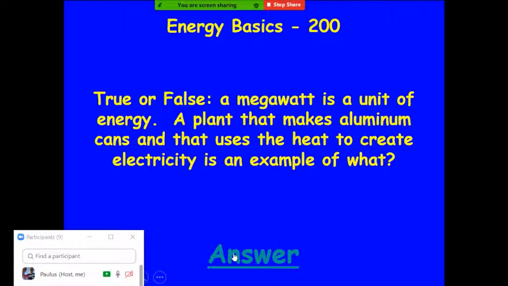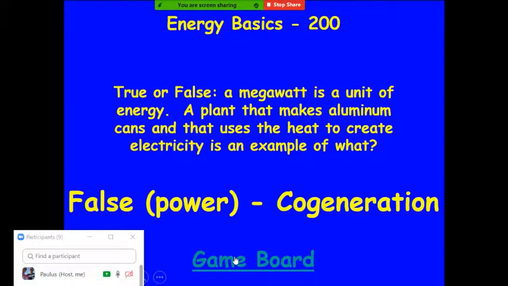All right, here we go. Power is megawatt. Okay. Megawatt hour or kilowatt hour or watt hour would be energy. Okay. And whenever you reprocess heat, it's called cogeneration.